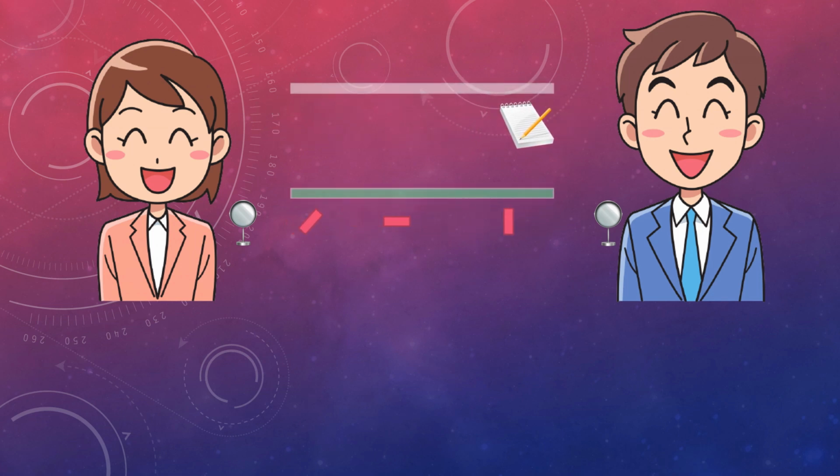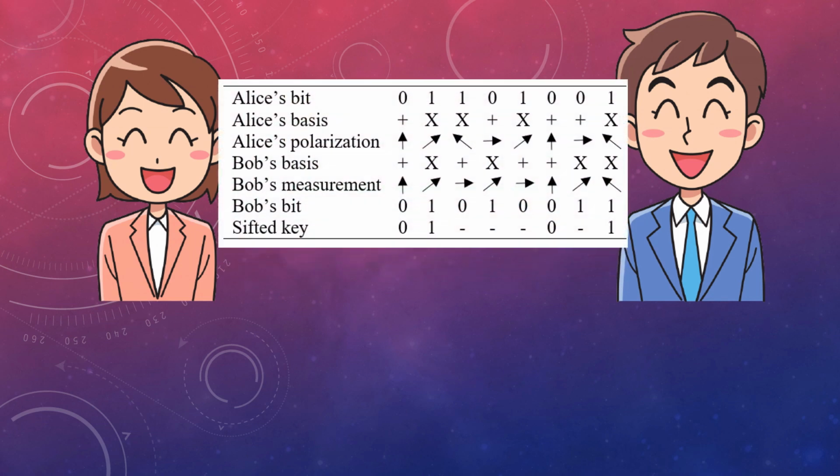Next, Bob will notify Alice of the basis he used, and Alice will report back if Bob had chosen the right basis. Alice and Bob will discard the bits measured with different bases. Both Alice and Bob should now have an identical string of bits called the secret key. After consistency is ensured, both now have the shared secret key.